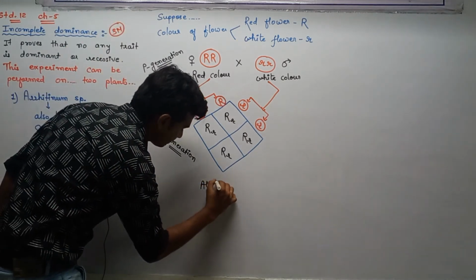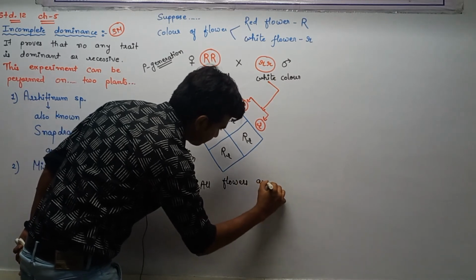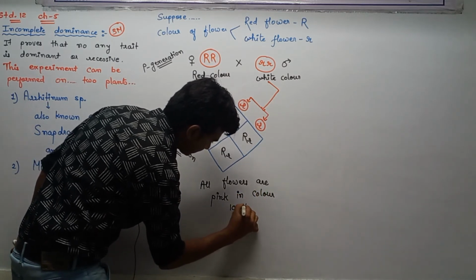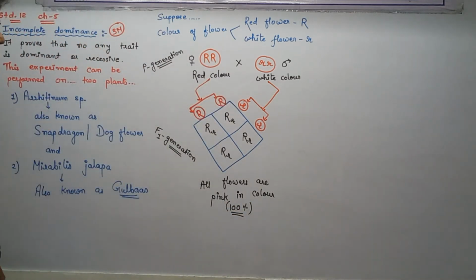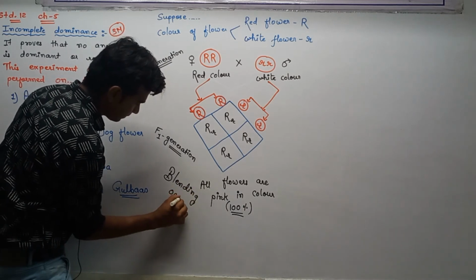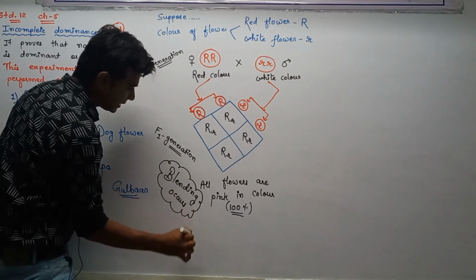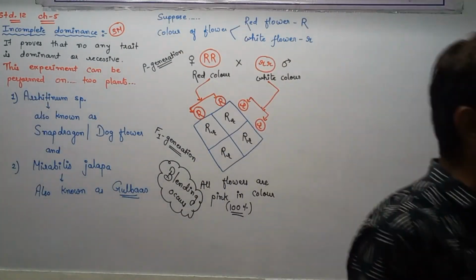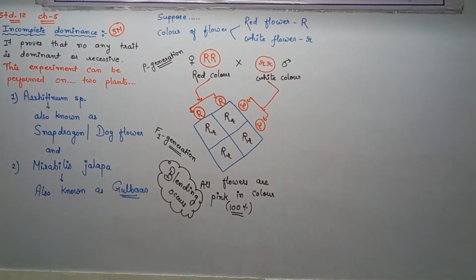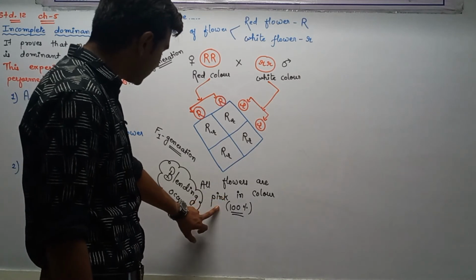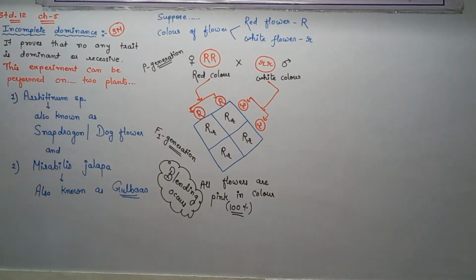Here all the flowers are pink in color. Why? Because blending occurs. Blending means the mixture occurs. The gene responsible for red color and the gene responsible for white color blend together, mixed together, and form a mixture character. So all the flowers are pink instead of red. This pink color in the F1 generation indicates that no trait is dominant and no trait is recessive.